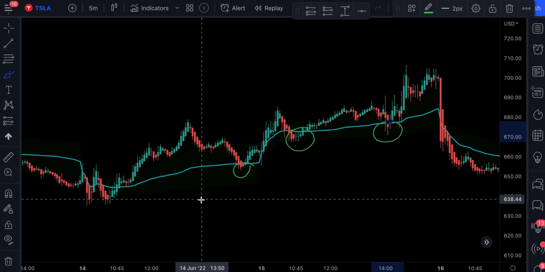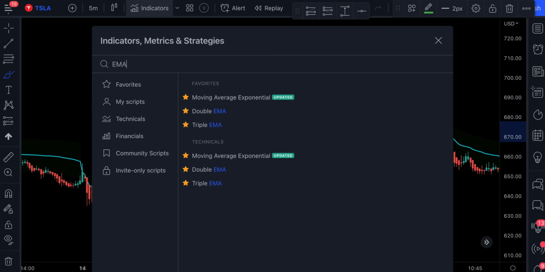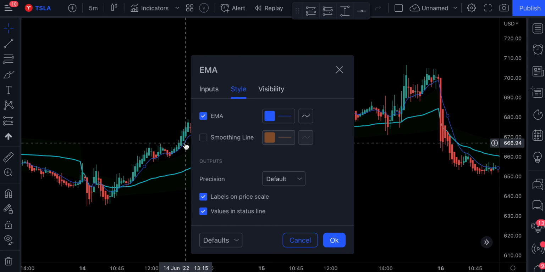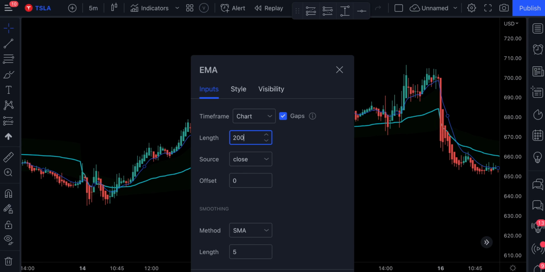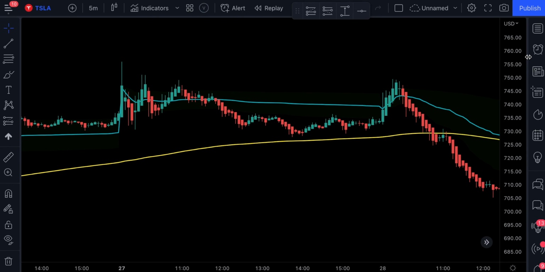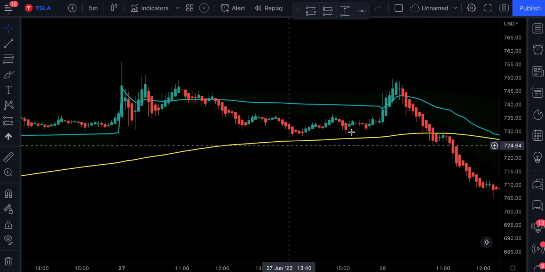Obviously, we cannot be using this indicator on its own because it issues quite a few false signals. So in order to eliminate them, we need to add an indicator called EMA, and its length will be set at 200. And what this indicator basically does, it acts as a stronger level of support.